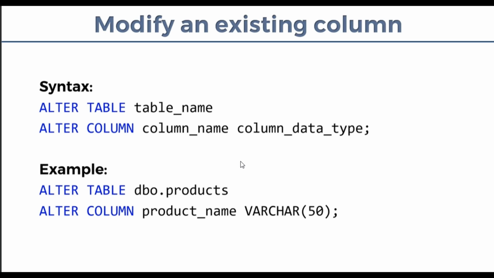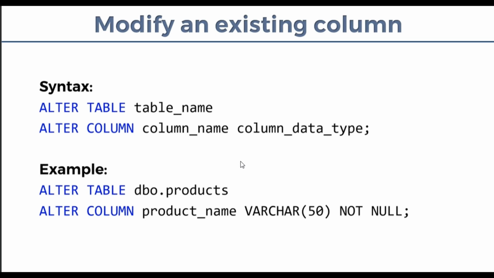We can also use this statement to add a not null constraint. Previously the not null constraint was not there on the column. If you want to add it, the syntax is: alter table, table name, alter column, column name, column data type, and the constraint, not null.